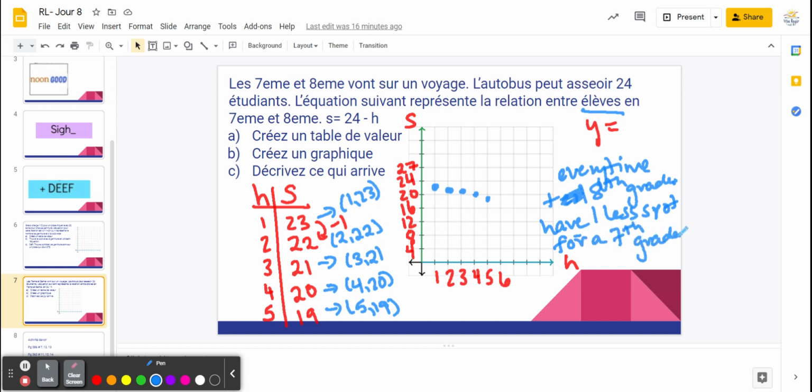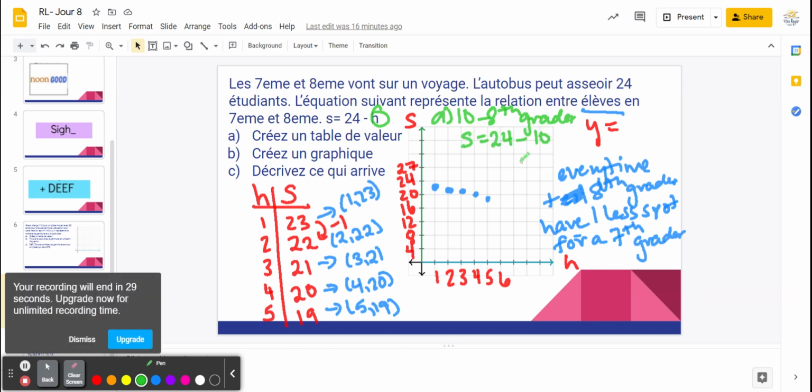Yeah, that makes sense. And a common question that someone might ask would be, okay, what if I said, I'm actually going to add a D part here. If there are 10 8th graders, how many 7th graders are on the bus? Okay, well, 10 is what we're going to put in the spot of H because that represents the 8th graders. So it'll become S is equal to 24 minus 10, which would give us 14. So there would be 14 7th graders if there were 10 8th graders.